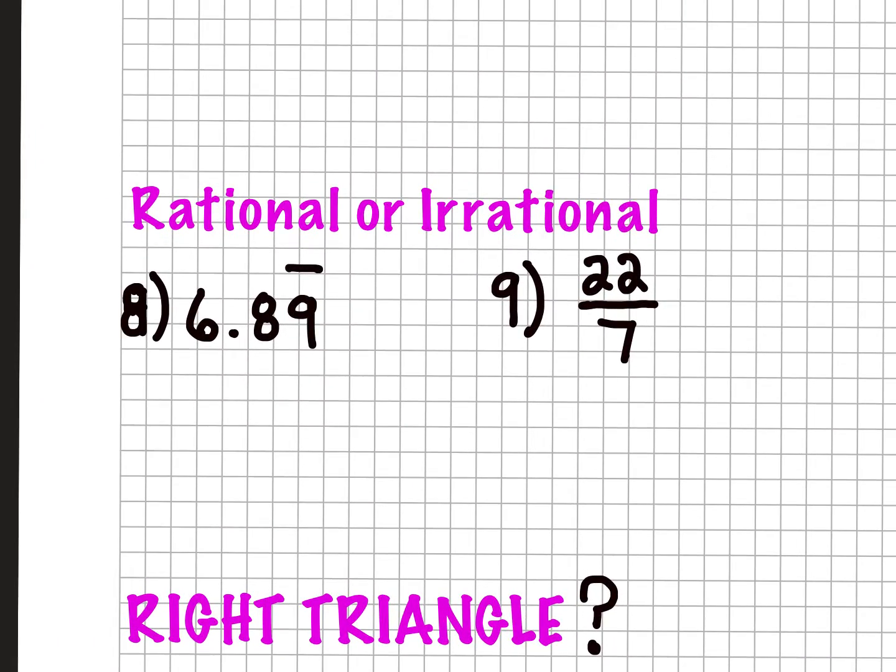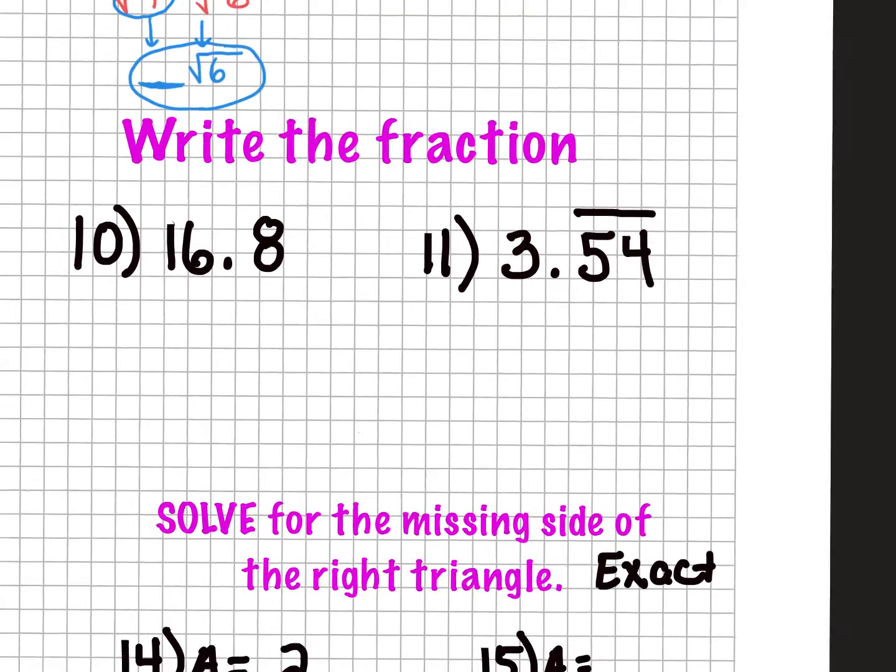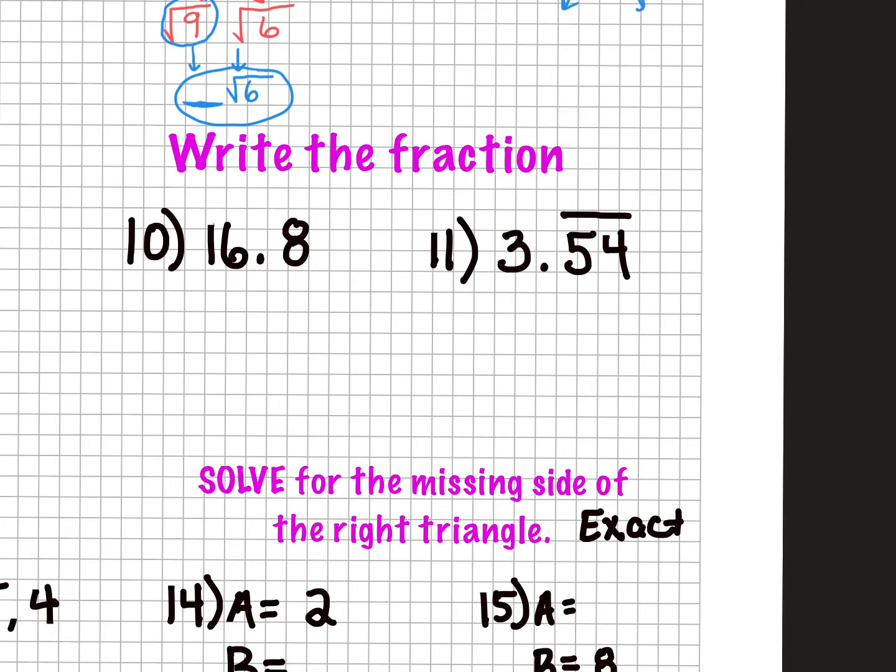Rational or irrational? This is 6.89 repeating 9. This is 22/7. So all you've got to do is put I or R, rational or irrational. Write the fraction. 6.8 and 3.54 repeating. Remember, this changes our fraction a little bit. I'll give you a hint here. Here's the tenths column, and the hundredths column. Both of these, however, need to be reduced at the end. At the very end, you're going to be able to find a number in the top and bottom. You need to take them out, divide them out.